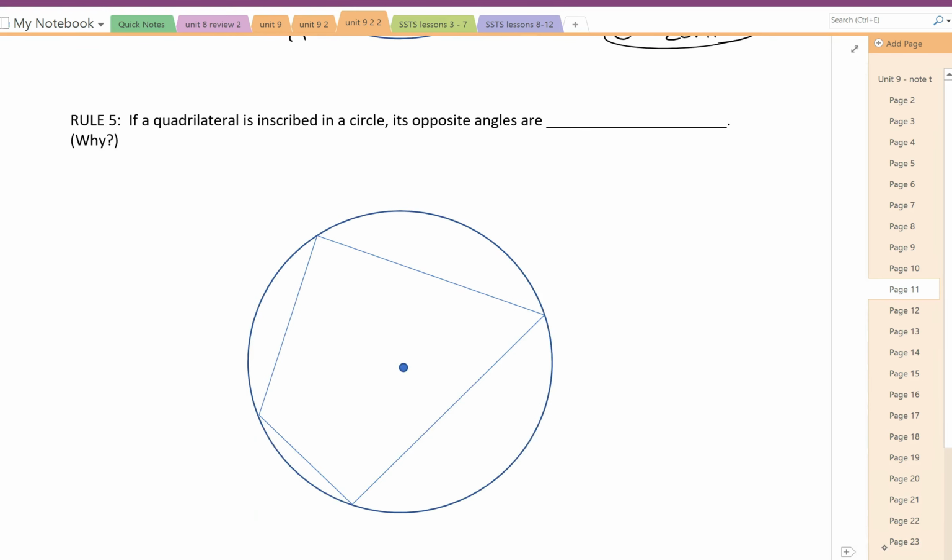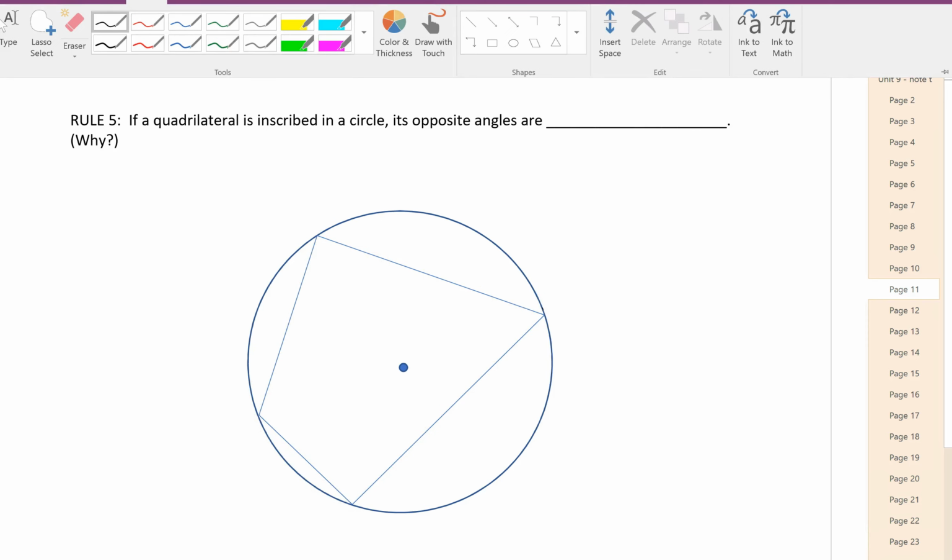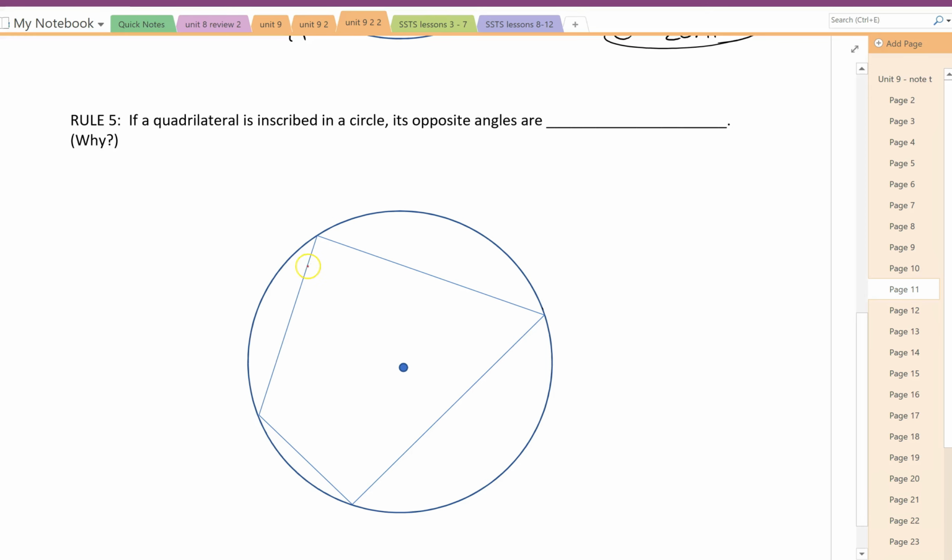Last rule with inscribed shapes, inscribed polygons in a circle. If I have a quadrilateral inscribed in a circle, quadrilateral just means a shape with 4 sides. If I have an inscribed quadrilateral, opposite angles, so for example these two, and I'll give them some points, so A and B are going to be supplementary.